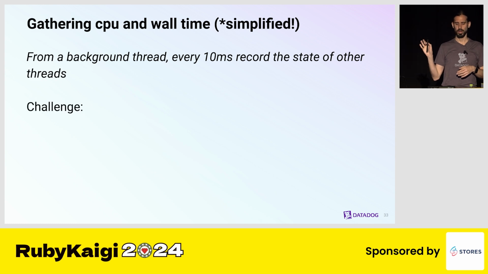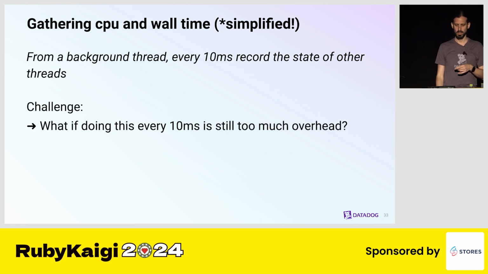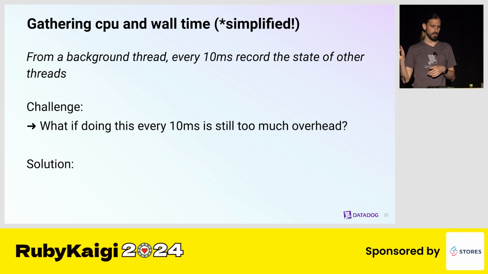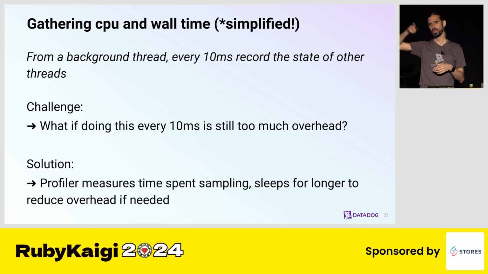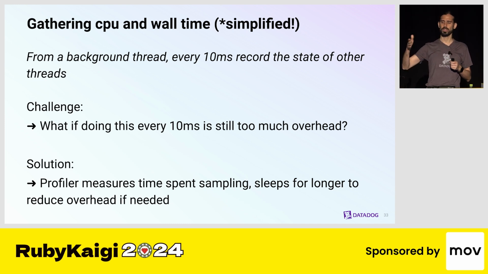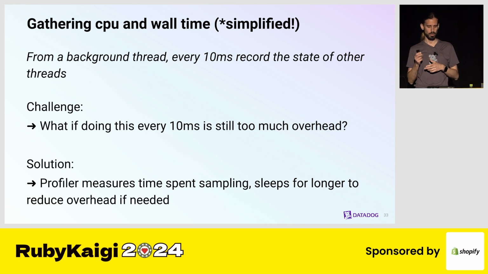You might also be wondering, okay, what if 10 milliseconds is still too much overhead? I don't want this to impact my application. And the answer is that we actually measure how much the profiler spends sampling, and we will sleep for longer to reduce the overhead if needed. So if your application is suddenly very, very busy, or on a cloud host that has many processes and the processes are being impacted, we will reduce the amount of time that the profiler spends working to compensate for this.